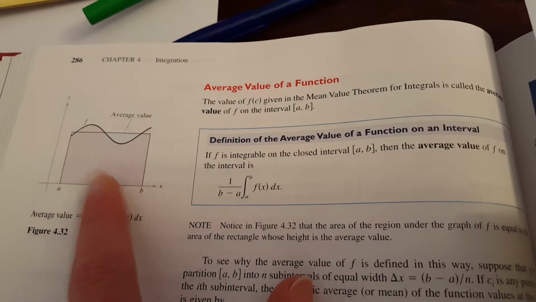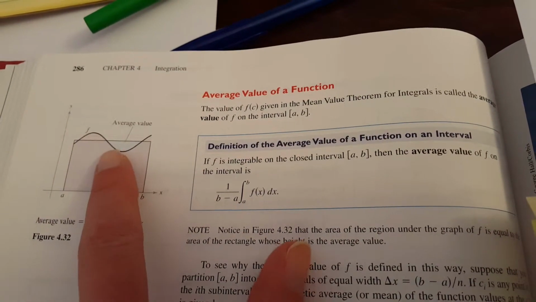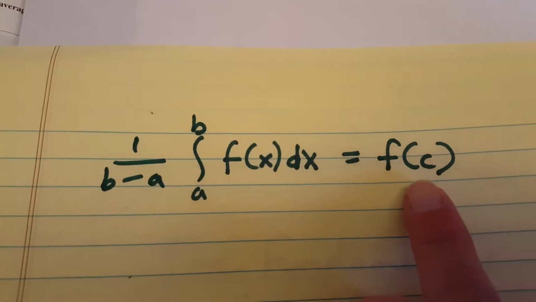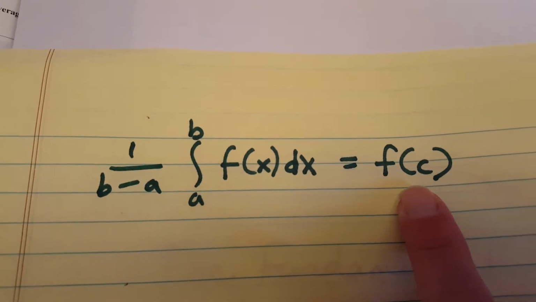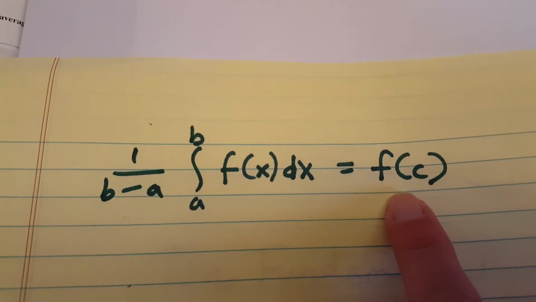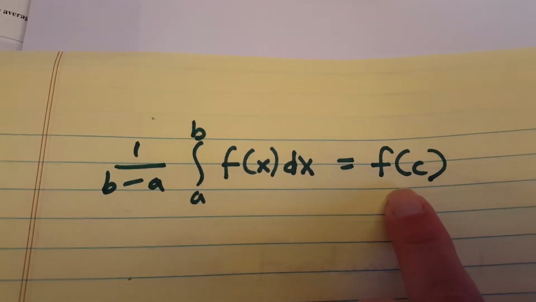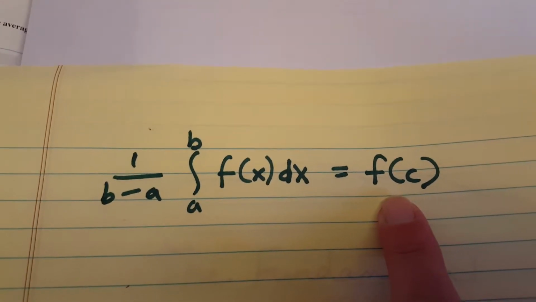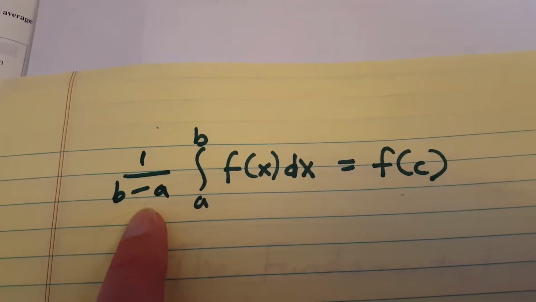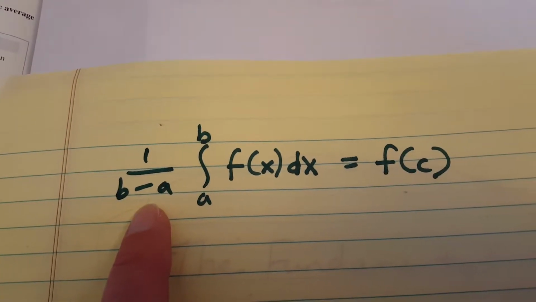Here's another picture showing that average value, that special height. So f of C, this is the average value for the function f of x. F of C is the average value for the function f of x. So your homework problems are still going to be just definite integrals. The only difference is you're going to multiply by 1 over B minus A on the front. Example.